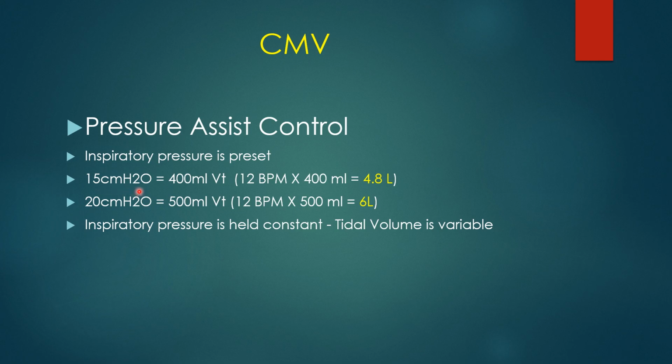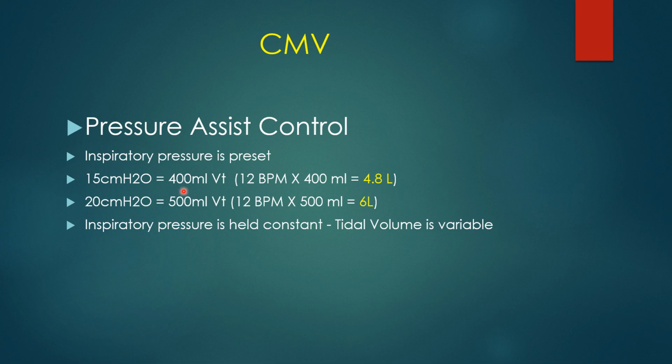And so how do I know if he got 500? Well, I have to wait till the patient exhales and I see how much volume he exhaled. In this scenario here, we got the pressure set at 15 and his exhaled tidal volume is 400. So now his minute ventilation is 12 times 400, which would be 4.8 liters.